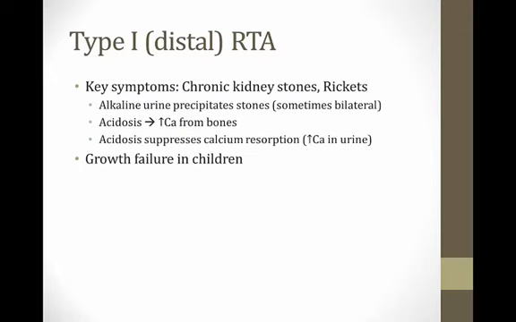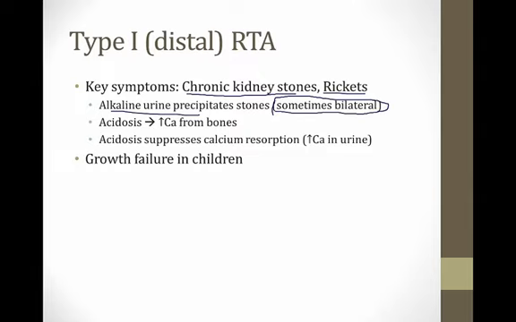So as I said before, a lot of patients with RTAs are asymptomatic and the disorder is picked up on routine blood work, but there are some key symptoms you should know about, especially for your boards. So patients with type 1 RTAs often get chronic kidney stones and rickets. So the alkaline urine precipitates stones, and these can sometimes be bilateral. If you ever see a patient with bilateral stones in a board question, you should think of a distal RTA.